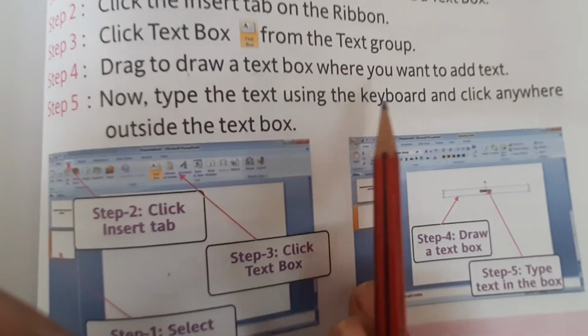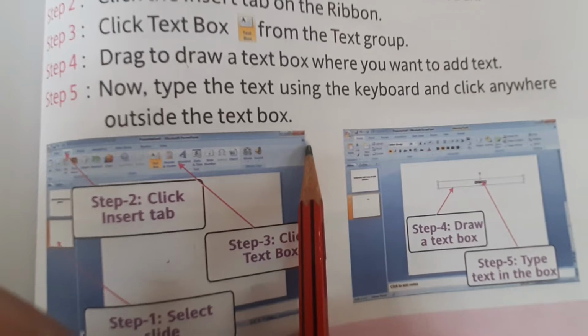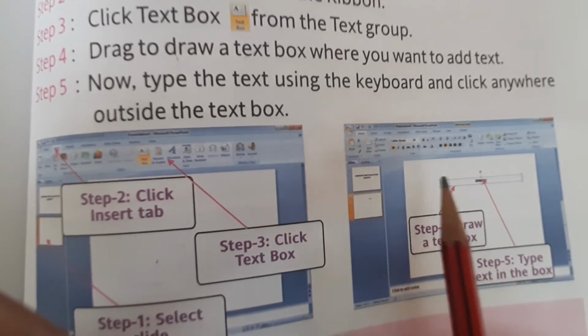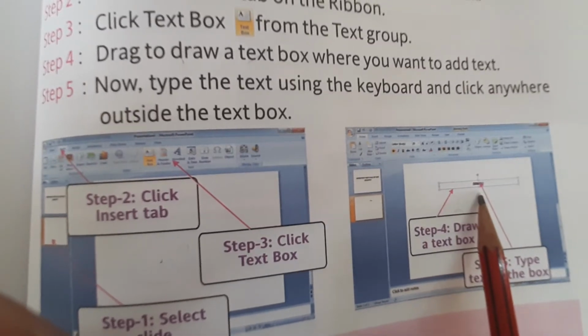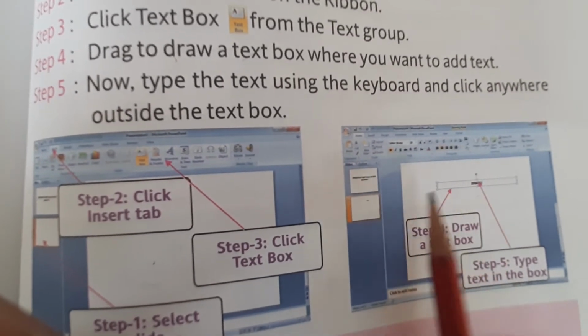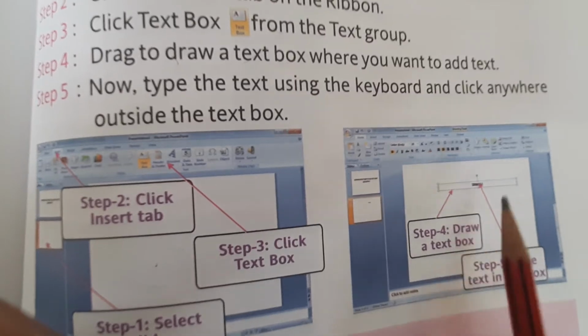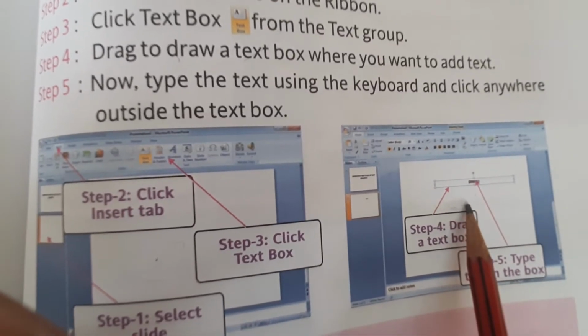Now type the text using the keyboard and click anywhere outside the text box. Once you have inserted the text that you want and placed it as per your own choice, you can click somewhere outside and this will be added there.